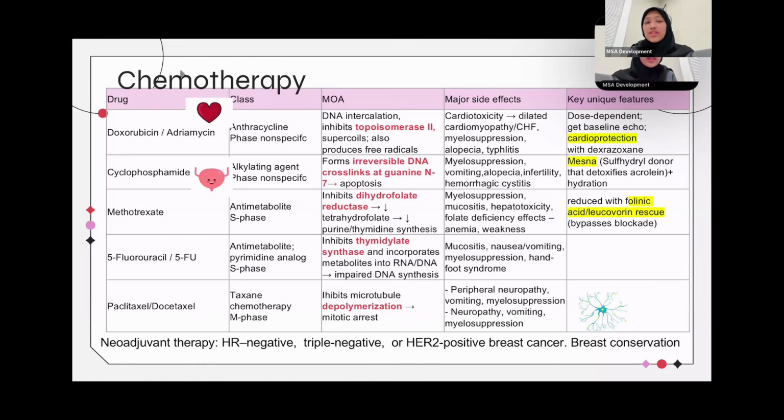Now, these can be given as neoadjuvant, which means before, or as adjuvant. So before surgery, like neoadjuvant, or after surgery, or with surgery. And they can be used in breast cancers that are hormone receptor negative, triple negative, or HER2 positive, the other receptor that I talked about. Again, it's chemotherapy because you cannot target these negative ones. You can give chemotherapy to kind of irradiate the whole cancer.